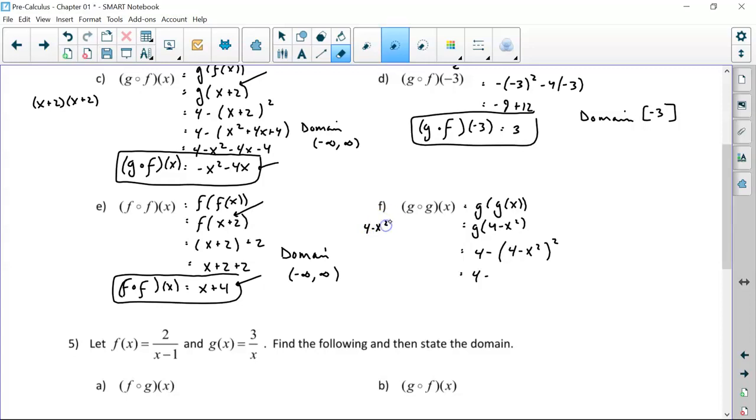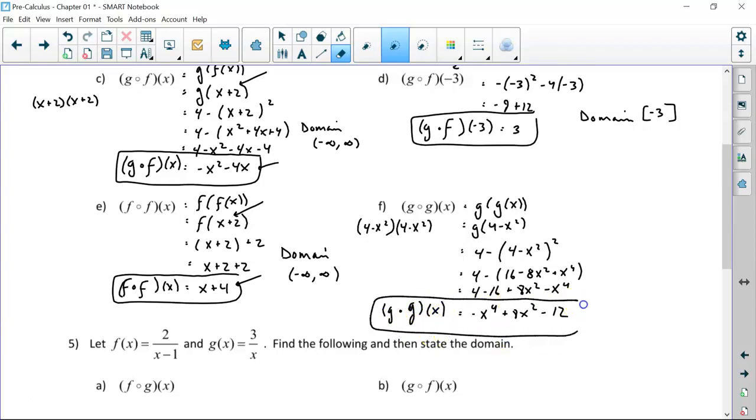4 minus x squared is 4 minus x squared times 4 minus x squared. So you multiply that, you're going to get minus the quantity of 16 minus 8x squared plus x to the 4th. Distribute your negative: 4 minus 16 plus 8x squared minus x to the fourth. So when we combine our like terms, we get negative x to the fourth plus 8x squared minus 12. And that's g of x.